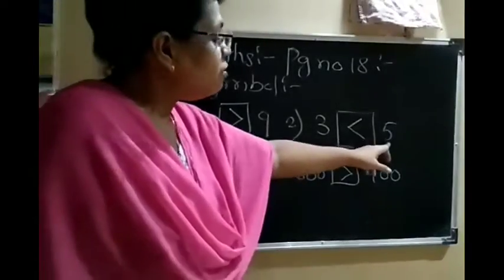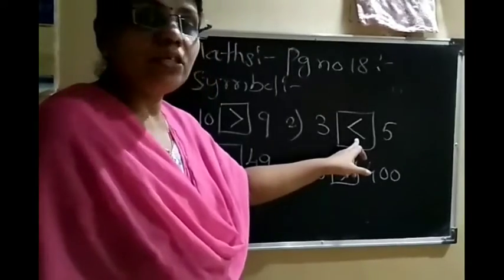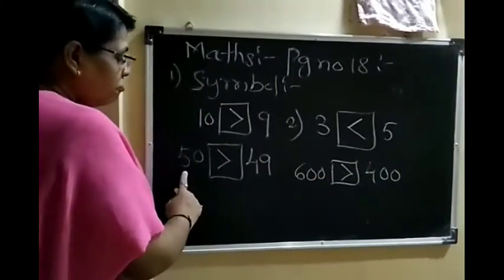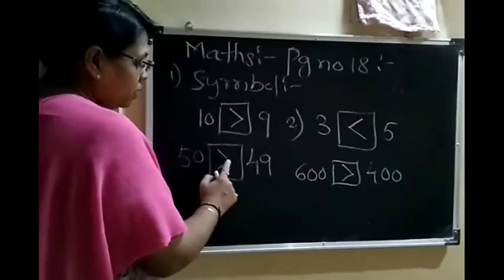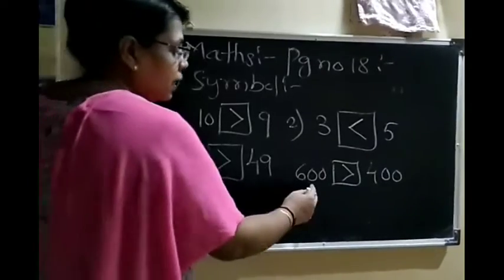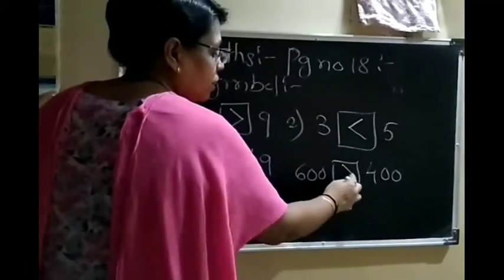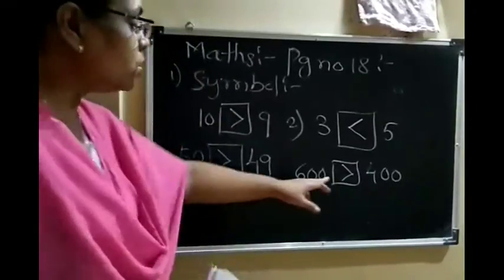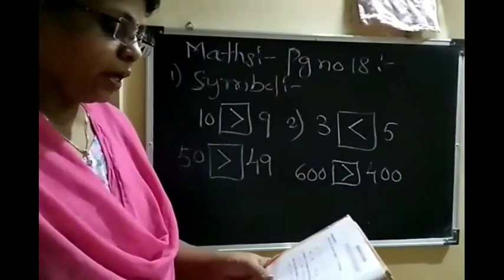Here again 5 is bigger than 3 and the symbol is used. Similarly, 50 is bigger than 49. You have to use this symbol. Then here 600 is bigger than 400. You have to use this symbol. Now question number 2.